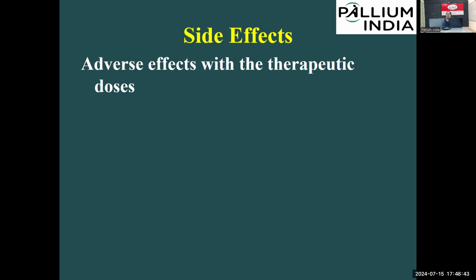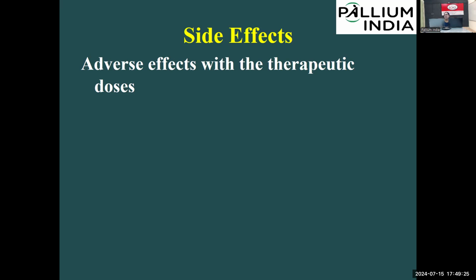Now, what are the side effects of morphine? Can someone talk about the side effects of morphine? The adverse effects can be classified as side effects and toxic effects. Side effects are the adverse effects that happen even with the therapeutic dose. Toxic effects mean the effects produced if the dose is higher than that required for adequate pain relief.